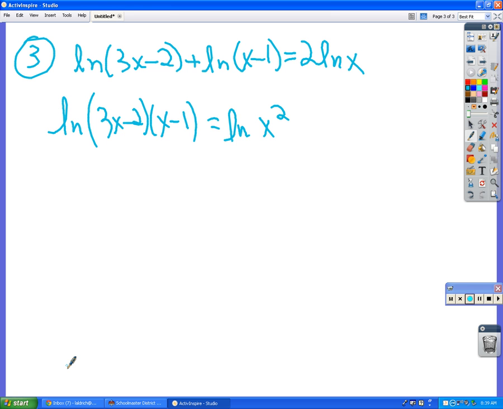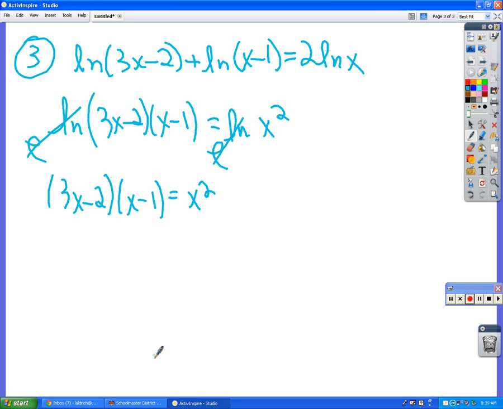And now that I have a single natural log on the left and a single natural log on the right, what can I do? Right, so I can make it both base e, so those cancel and those cancel. So 3x minus 2 times x minus 1 equals x squared. So I still have to solve that kind of nasty equation.